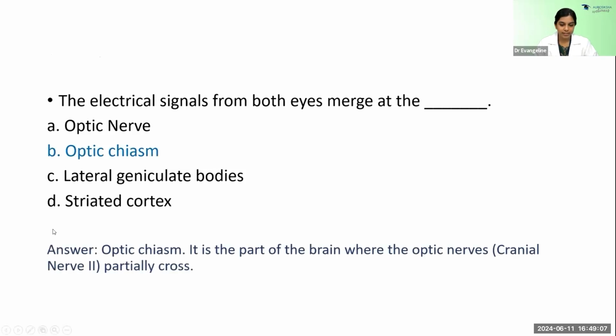Your answer is correct. It is the optic chiasm. It is the part of the brain where optic nerves partially cross.